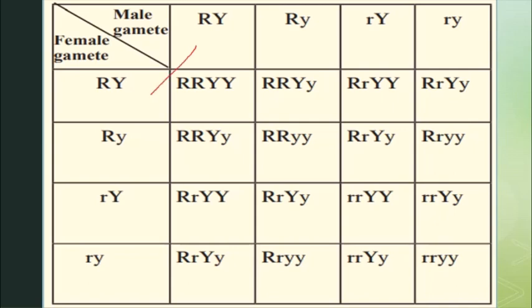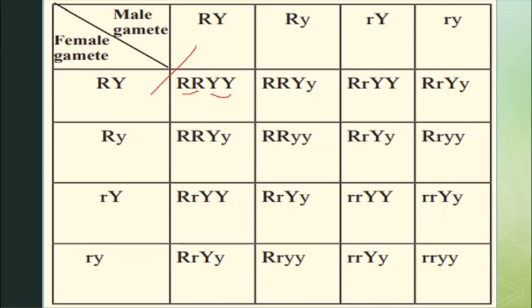So here it will be what? Capital R, capital Y, capital R, then we have what? Capital Y. So if we make a cross between this, what will we get? We will get two capital R's and two capital Y's. So that means what? This is a rounded yellow seed. So the plant which will be produced, we will get a rounded yellow seed from that plant.